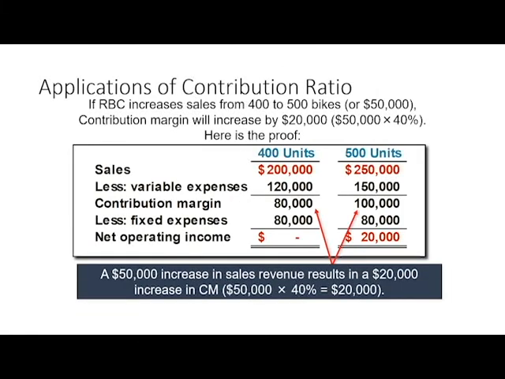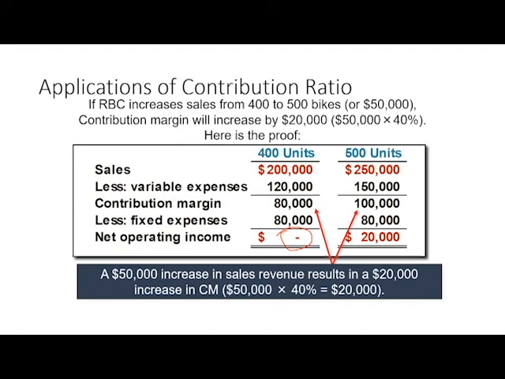Application of CM ratio. Now we apply the CM ratio that we calculated previously. If a company increases sales from 400 to 500 units, or $50,000, CM will increase by $20,000, which is 50,000 times 40%. So here is the proof. At 400 units, the company is at break-even, whereby no gain, no loss. It's just enough to cover all the costs, the variable and the fixed costs.